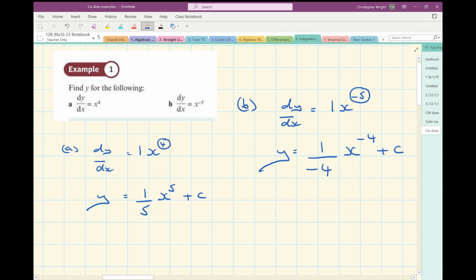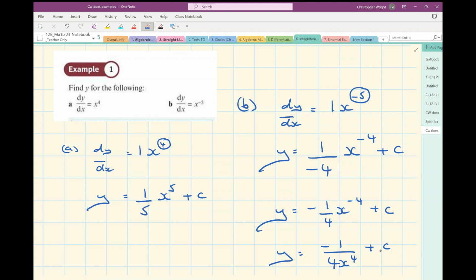Now, of course, looking at this one, you could simplify that to minus a quarter x to the power of minus 4 plus c. Or if you preferred, you could write that as minus 1 over 4x to the power of 4 plus c. And that's example 1.